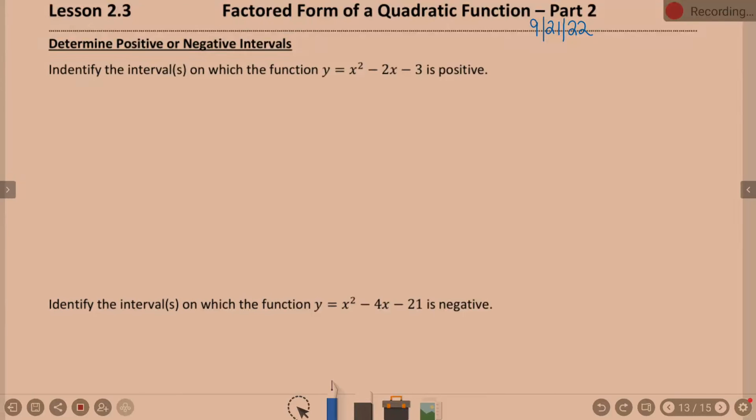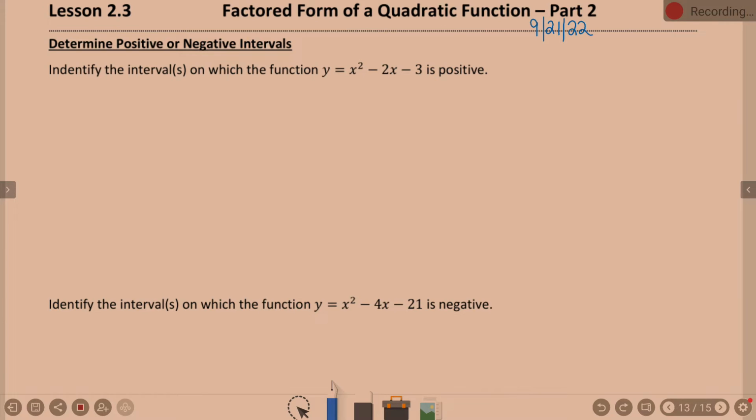Okay, so lesson 2.3, part 2. We're still dealing with factored form of the equation, so we're still going to be practicing our factoring skills. But now we're going to be looking at inequalities. So not just when does it equal 0, but inequalities, positive, negative intervals. When is an equation positive and when is an equation negative?